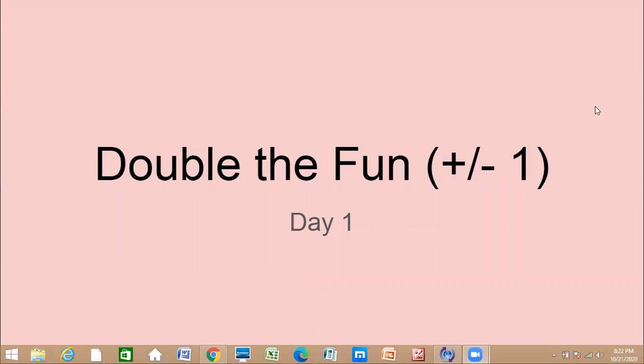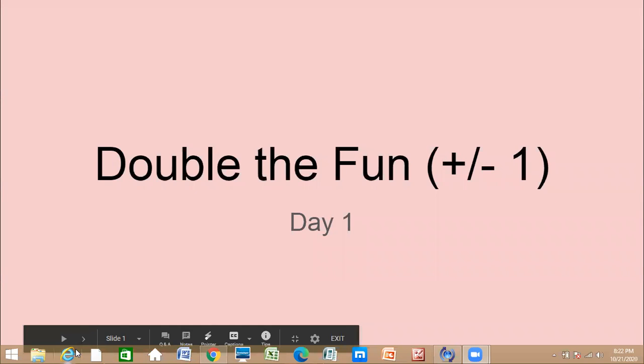I am here today because we are about to learn a new math lesson. As you know, we've been talking about doubles this week, and we are going to start talking about using our doubles facts to solve some math problems.